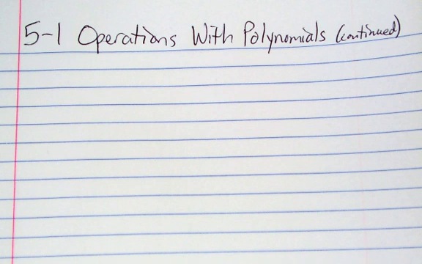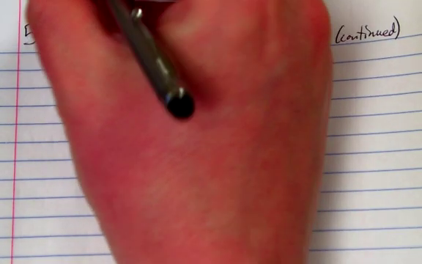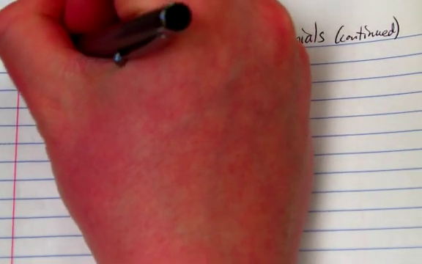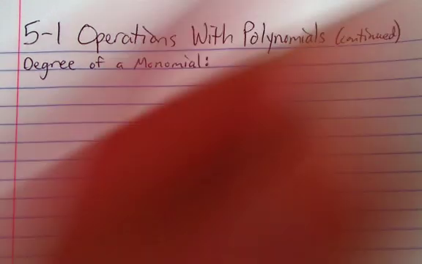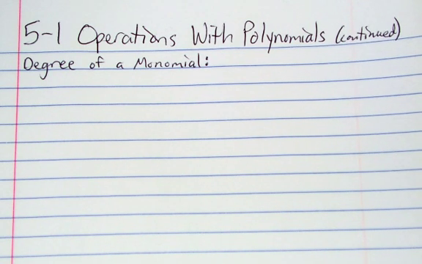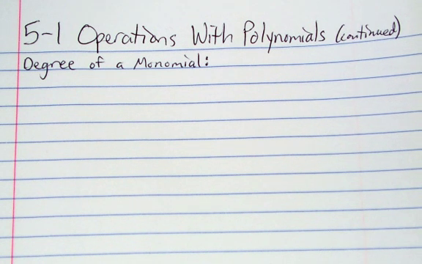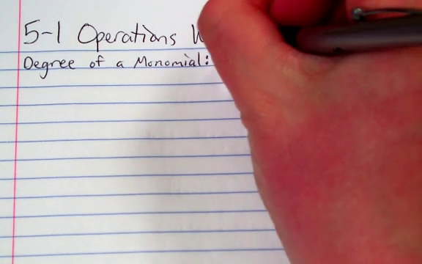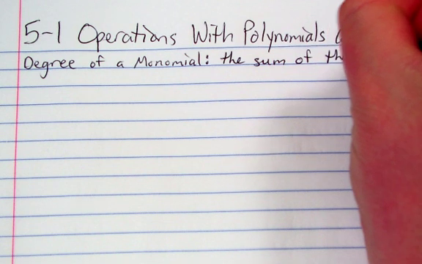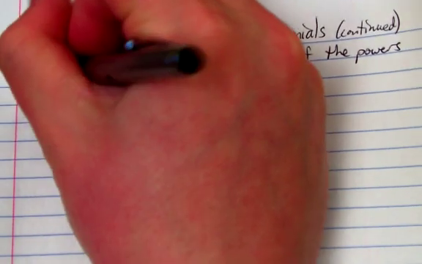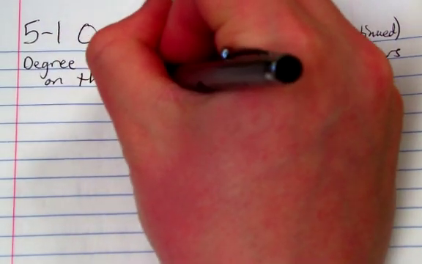So first, let's start with a couple of definitions. I believe we've already talked about these before as well, the degree. So let's talk about the degree of a monomial. The degree of a monomial is the sum of the powers on the variables in a monomial. So the sum of the powers on the variables in a monomial.